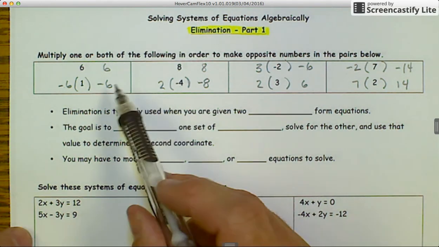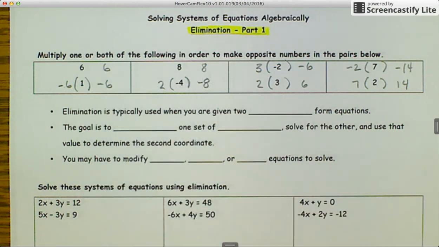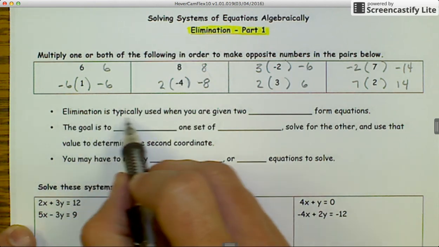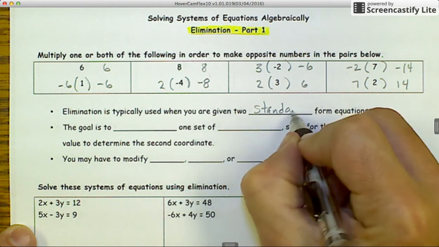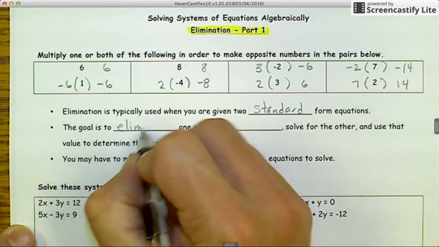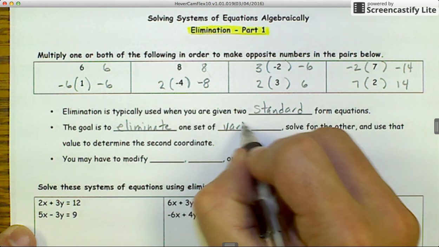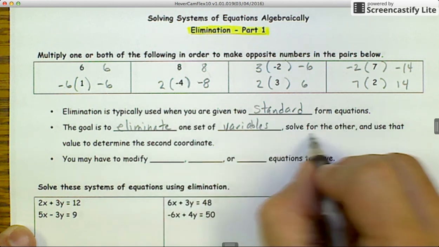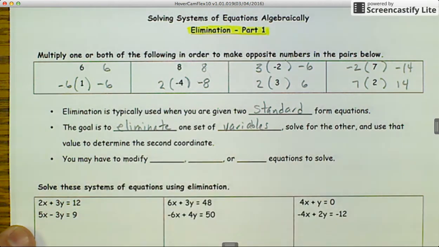Okay, so that's the goal when you're dealing with elimination, is to get opposite numbers with one of your sets of variables. So let's look at these words. It says elimination is typically used when you are given two standard form equations. The goal is to eliminate one set of variables, solve for the other, and use that value to determine the second coordinate. Kind of like what we were doing up here.